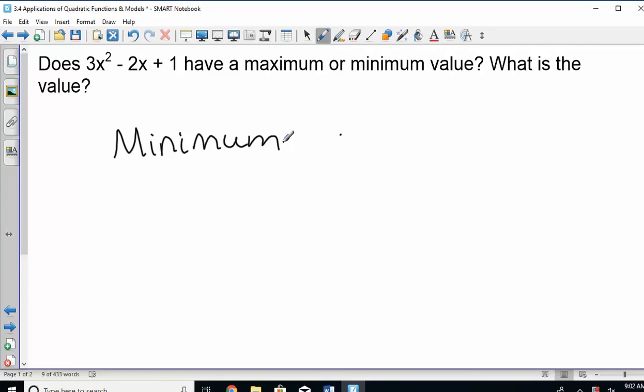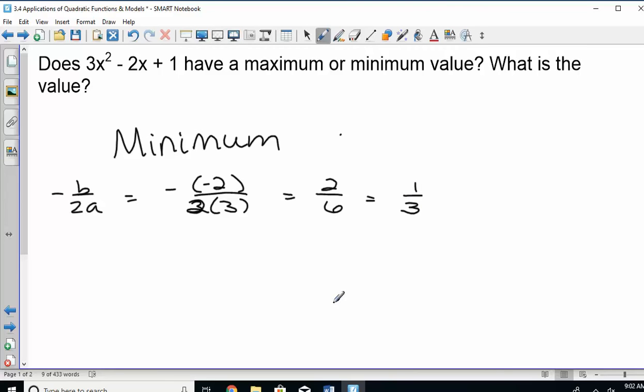If I ask you what the value is, what am I asking you to find? The vertex. Okay. How do we find a vertex? So that would be the opposite of -2 over 2 times 3. So that is 1/3. Is that my answer?